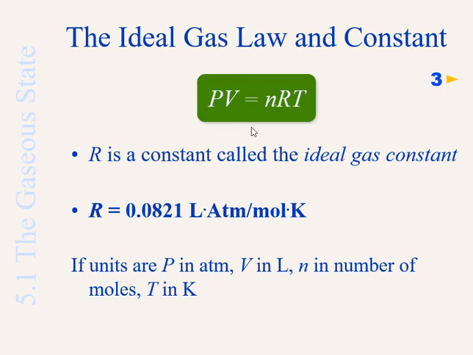Now you can rearrange this equation to say R equals PV over nT, and then you can plug in the numbers. Think about the standard temperature and pressure. At standard temperature and pressure, P is 1 atmosphere, V is 22.4 liters, n is 1 mole, and T is 273 Kelvin. When you plug all four in, you can find out the value of R, which will equal this number with these units. These fundamental units combined to give you a derived unit.